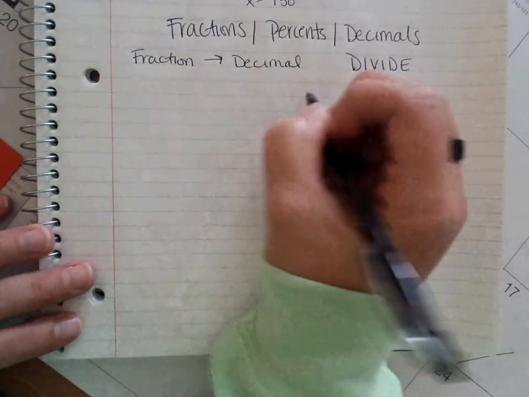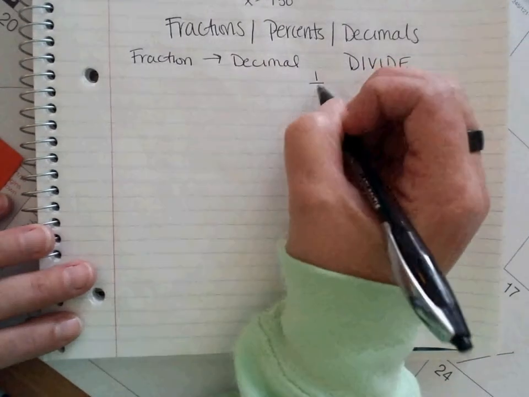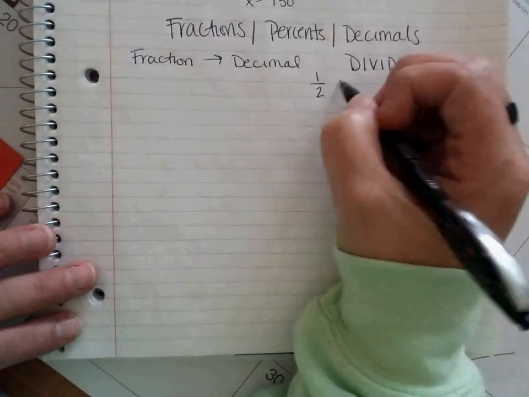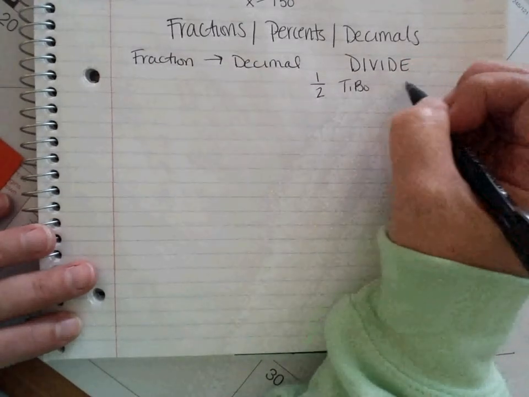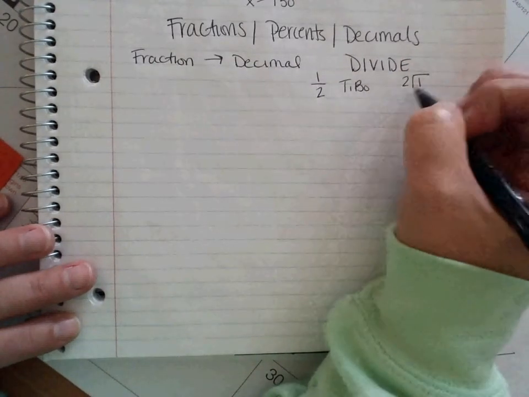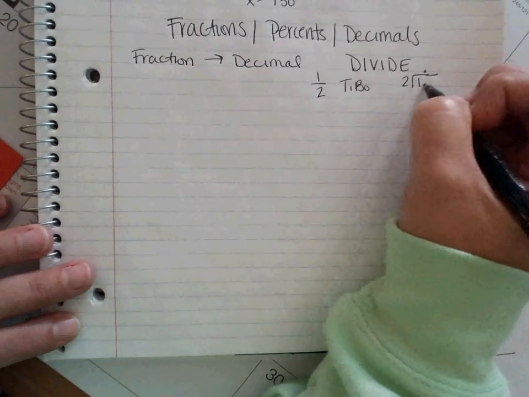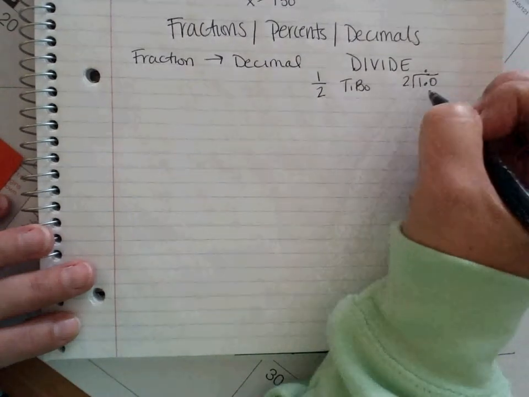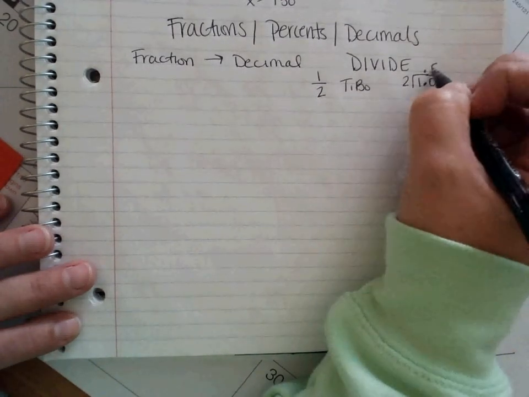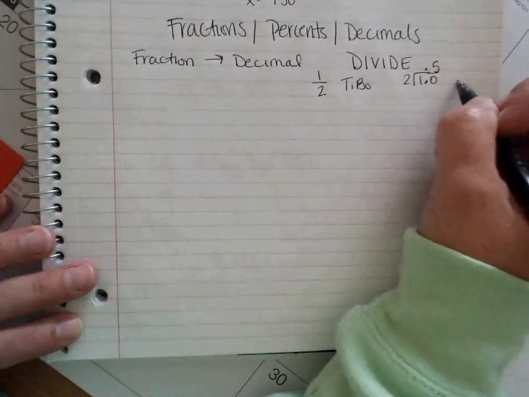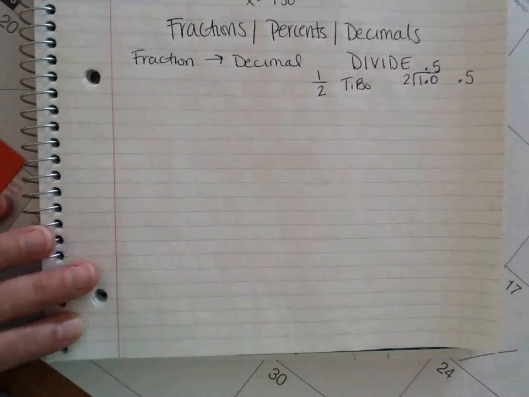So remember, whenever you want to take 1/2 and change it to a decimal, use TIVO. Top number inside, bottom number outside. 2 can't go into 1. Put your decimal and a 0. 2 goes into 10 5 times. So 1/2 equals 0.5 as a decimal.